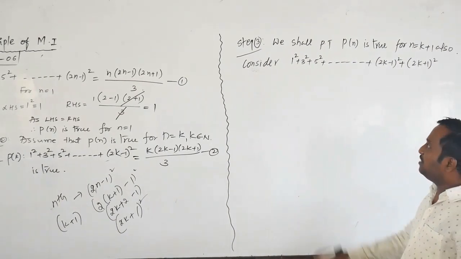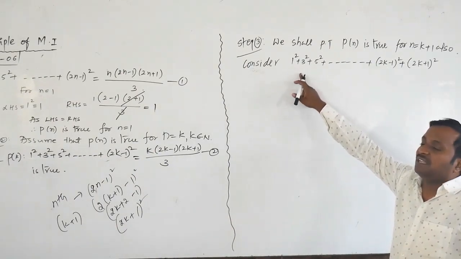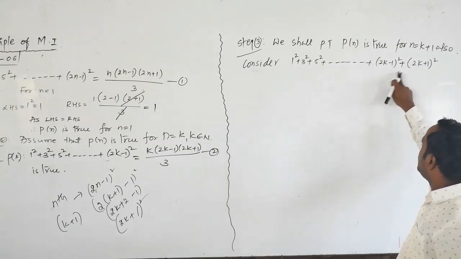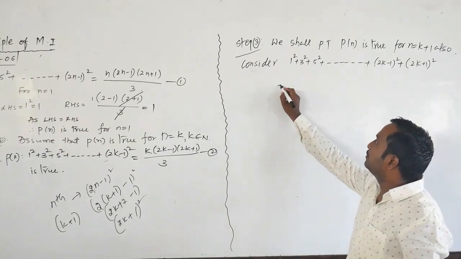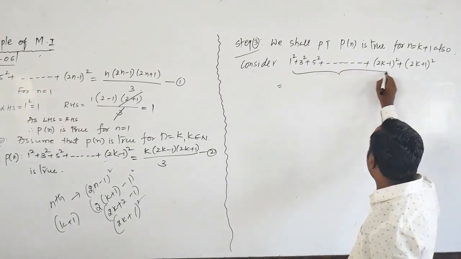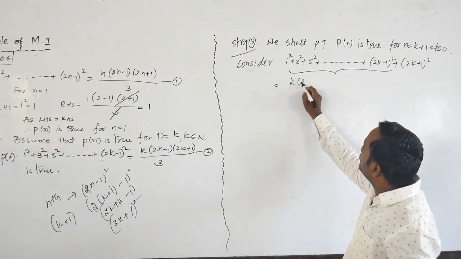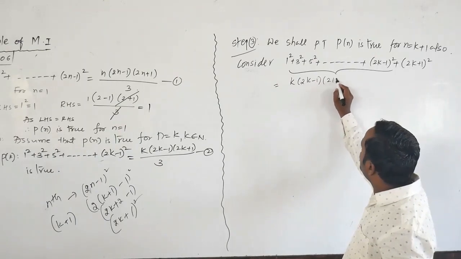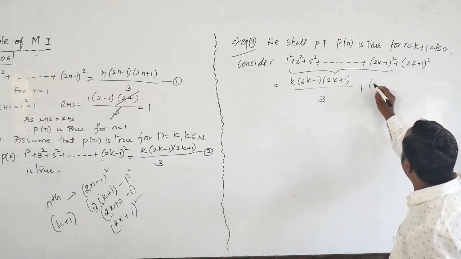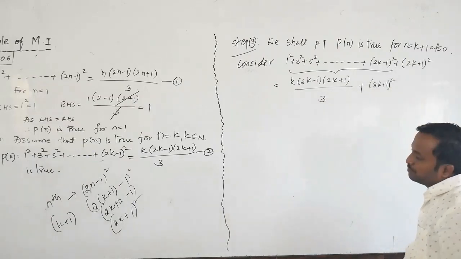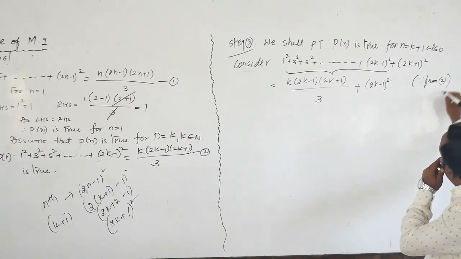If you are not sure what comes for k plus 1, look at the differences: 1 to 3 is 2, 3 to 5 is 2, 5 to 7 is 2. So the next odd number is obtained by adding 2, so 2k minus 1 plus 2 comes. Better, n is replaced by k plus 1. So from 2 we can write this as k into (2k minus 1) into (2k plus 1) by 3 plus this term, kept as it is. I have written this because from 2 I have assumed it is true.